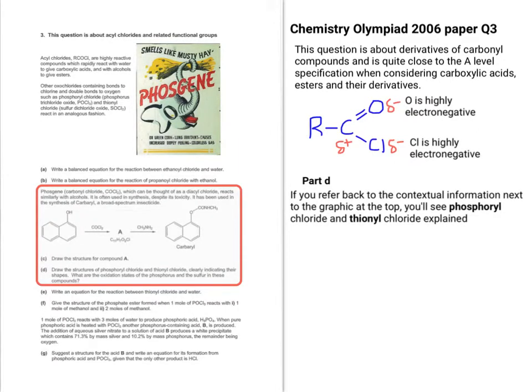It asks you to draw the structures in part D of phosphoryl chloride and thionyl chloride, and clearly indicate their shapes. So we're using VSEPR theory, which is straight out of first year A-level. Then they also want the oxidation states of the phosphorus and the sulfur in these compounds. That also requires a little bit of thinking back to first year as well.